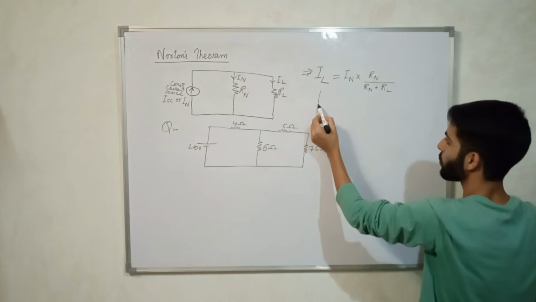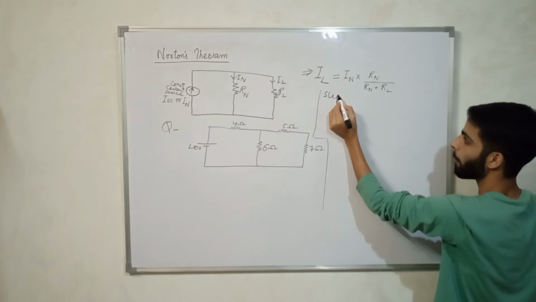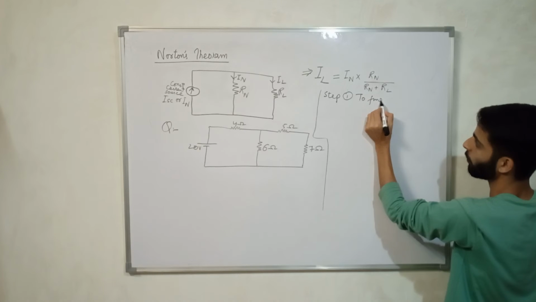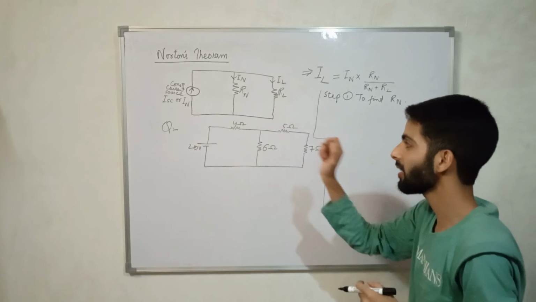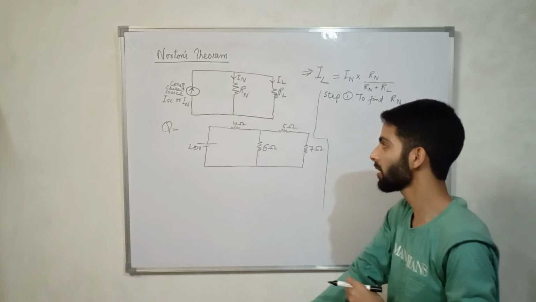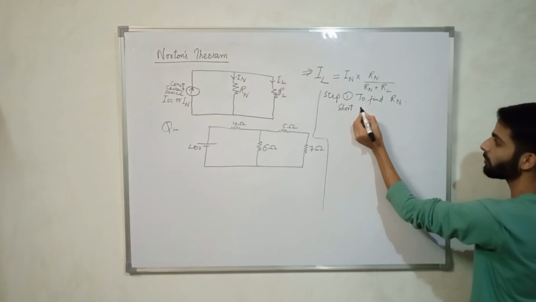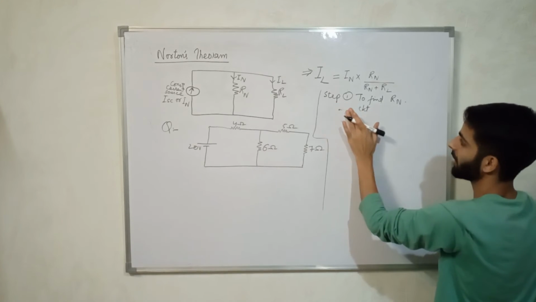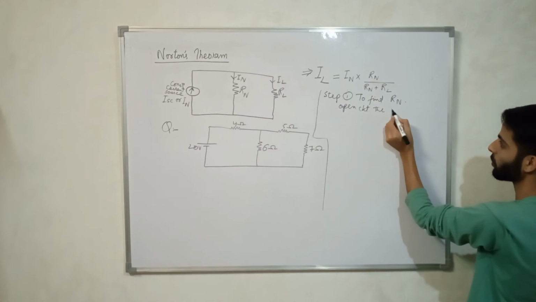See, it also has two steps. Step first, to find Rn. If we have to find Rn, what do we have to do? We have to short circuit this voltage source. Short circuit. Sorry, we have to open circuit the voltage source.